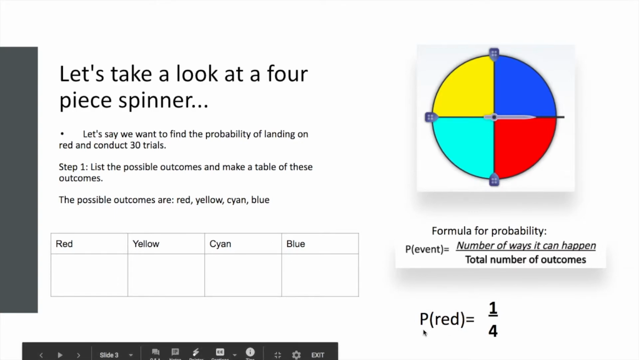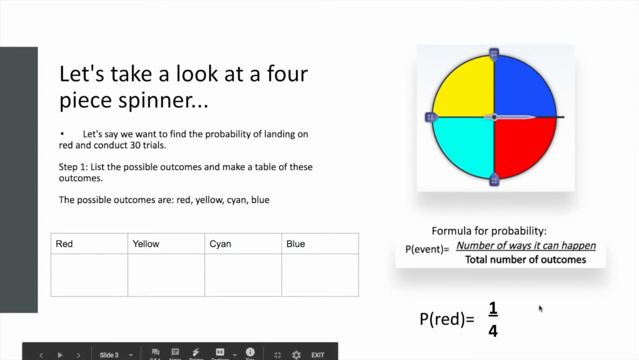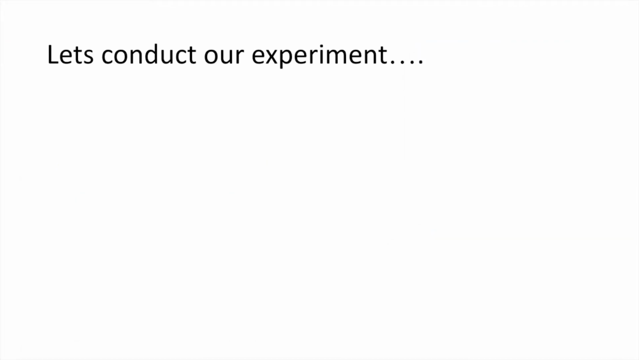So the probability of landing on red is 1 over 4. Remember, this is our theoretical probability, right? And 1 out of 4 as a decimal would be 0.25, and as a percent would be 25%. Our next step is going to be conducting our experiment.